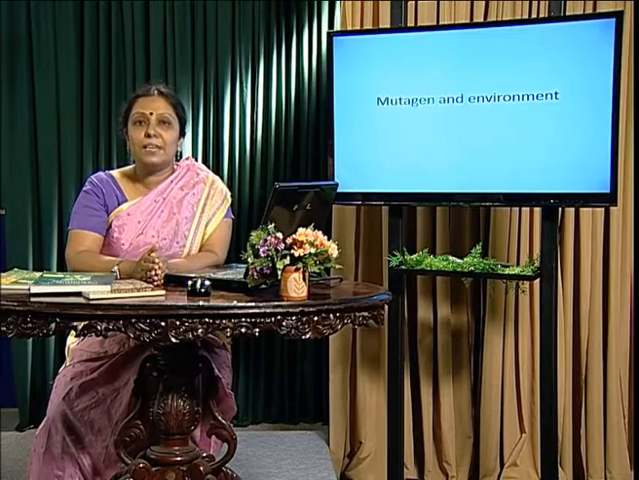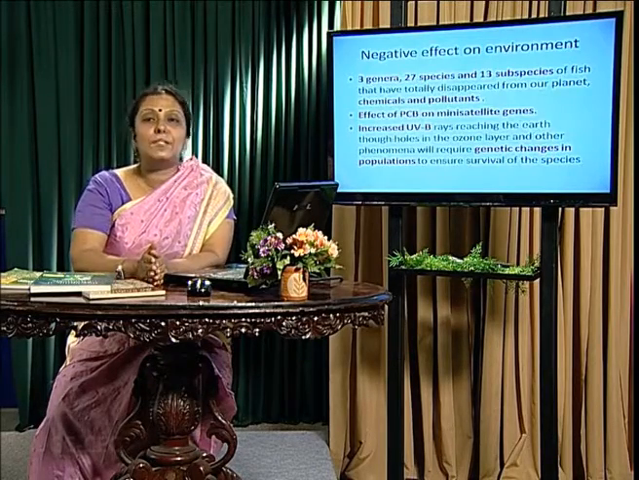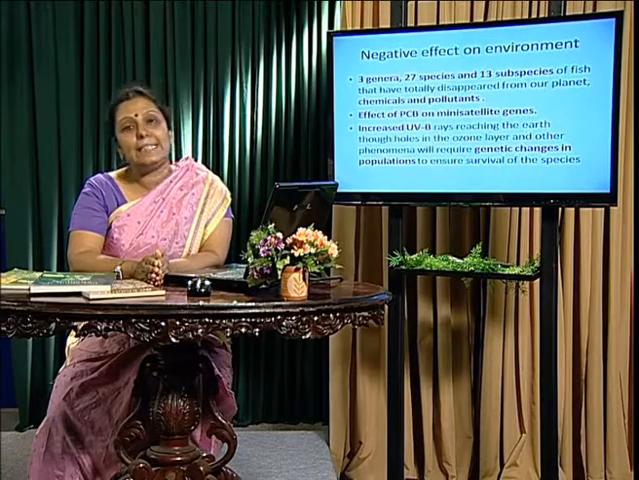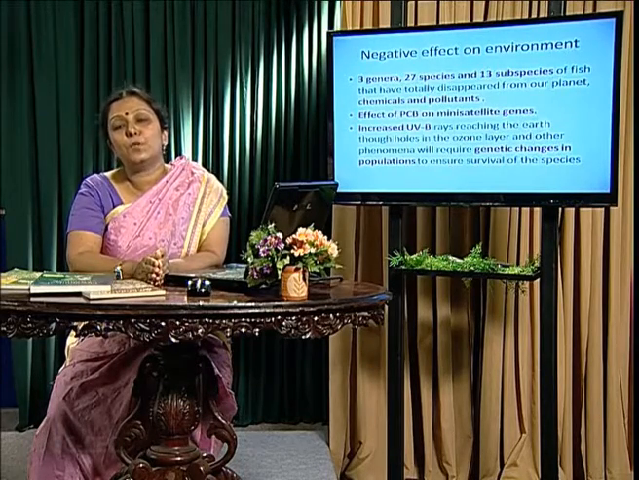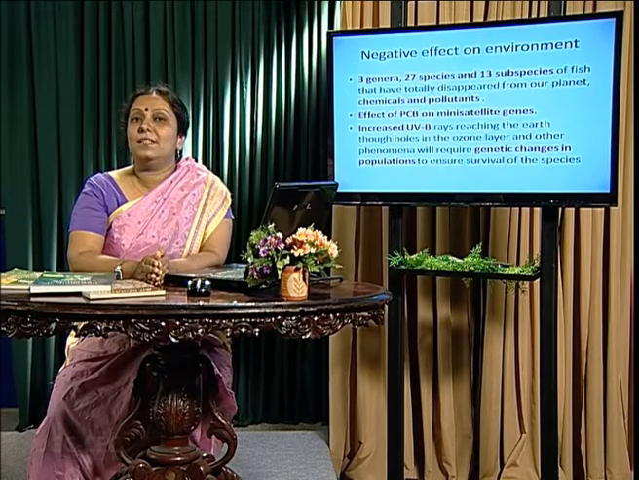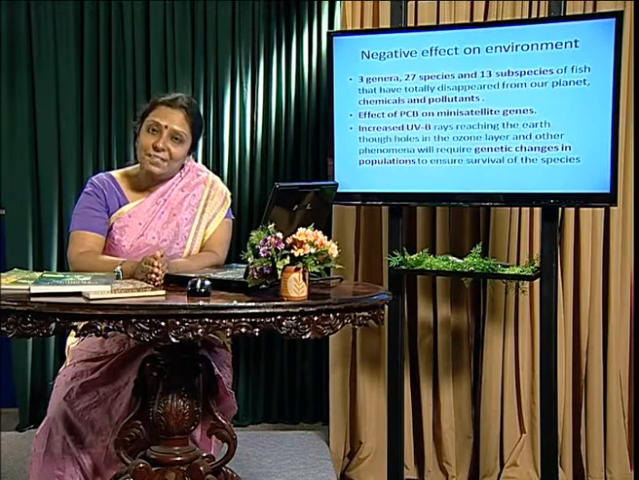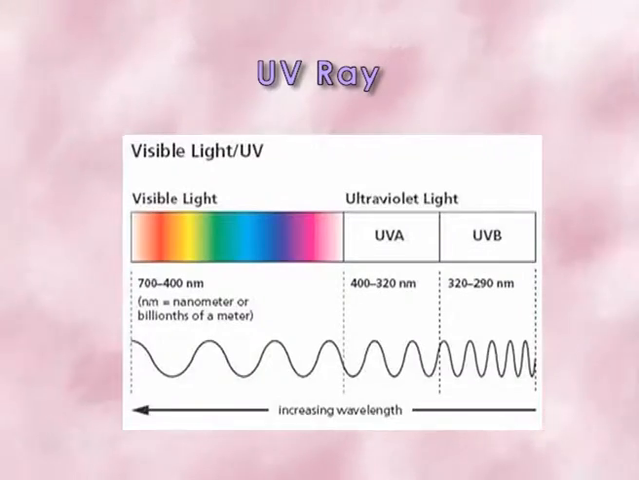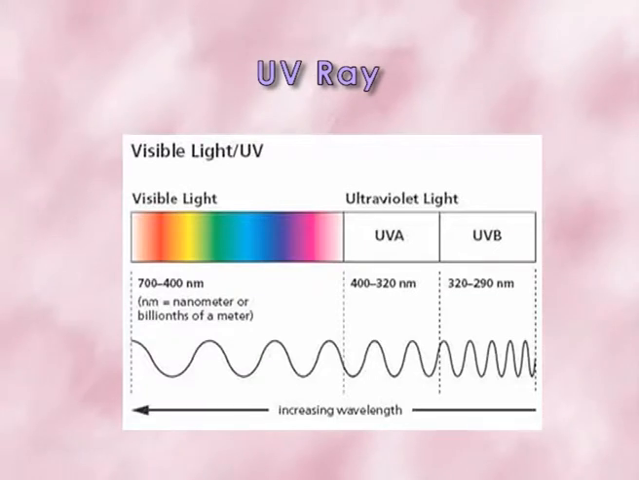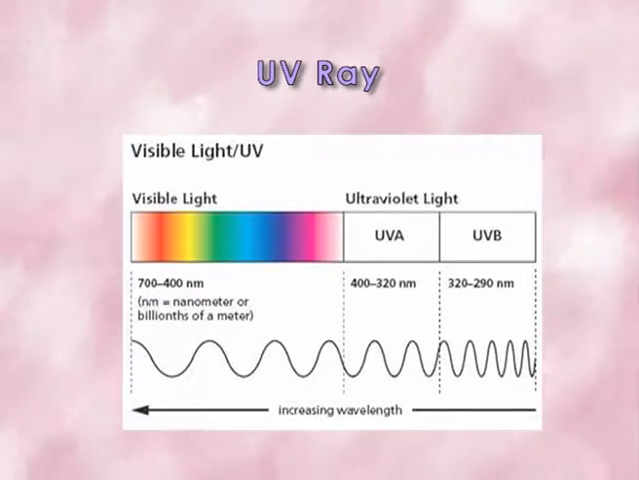Next one, mutagen and environment. It was found by some researchers that 3 genera, 27 species and 13 subspecies of fishes were abolished due to chemical pollution. And PCB causes mutation in the minisatellite genes. And we know that UVB rays are coming via the ozone holes, which can create genetic variability to sustain such environmental mutational damage.